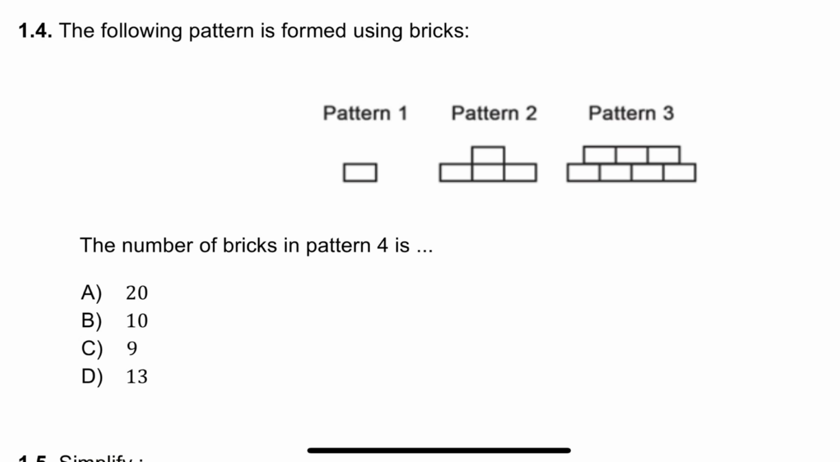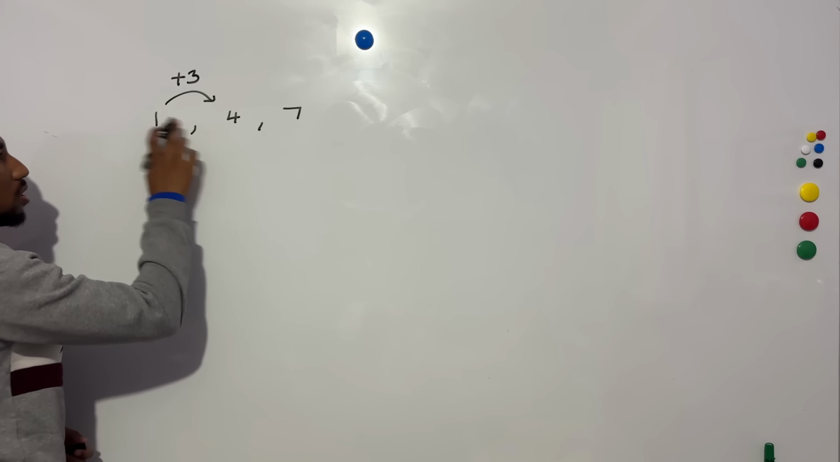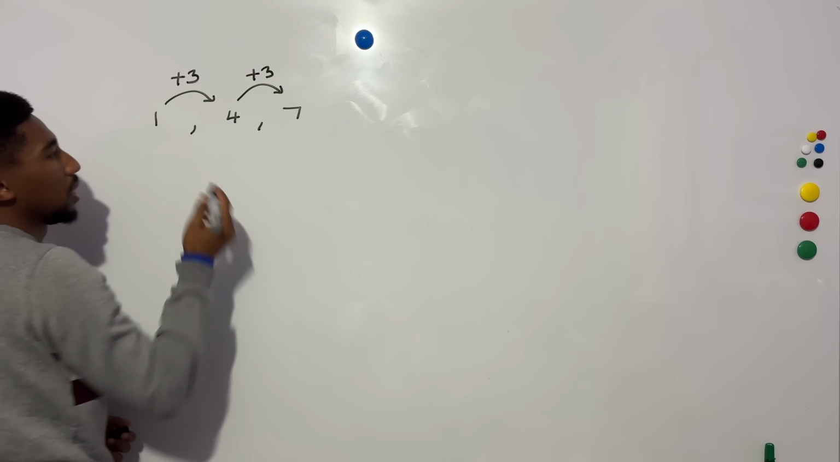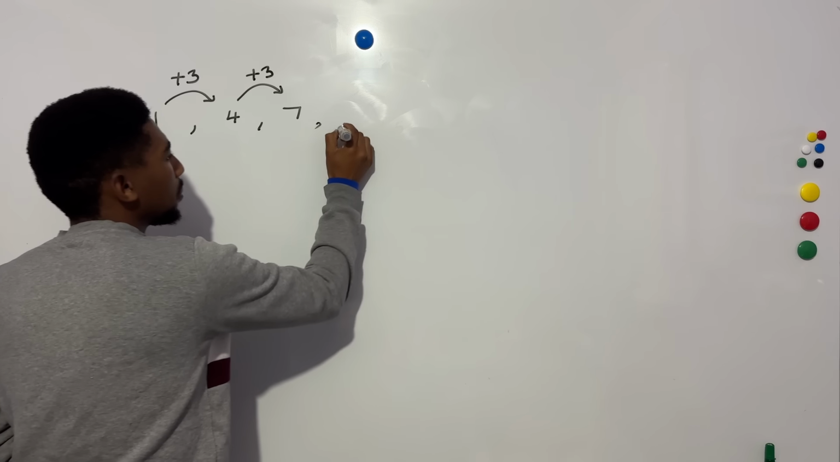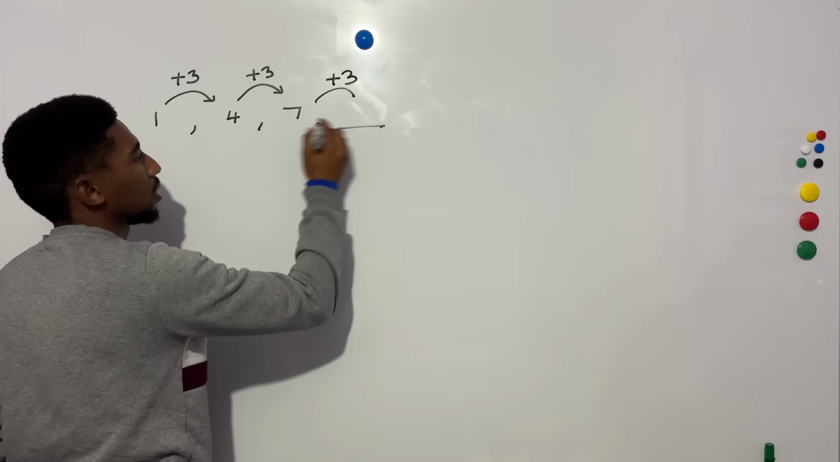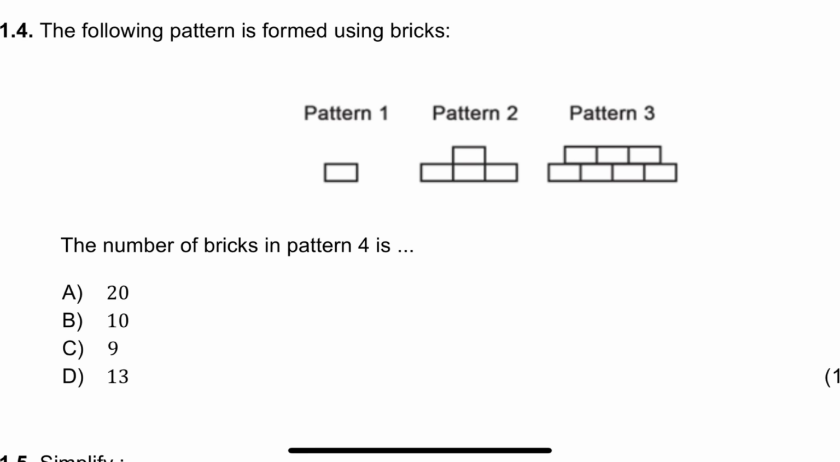The number of bricks in pattern 4 is. Okay, so in pattern 1 we have 1 brick, then in pattern 2 we have 4 bricks, then in pattern 3 we have 7 bricks. What I can see here is that from this pattern to the next, 3 is being added, and I can also see that 3 is constantly being added. So that means for the fourth pattern, I would simply add 3, 7 plus 3, that means that answer would be 10. So 1.4 is B.